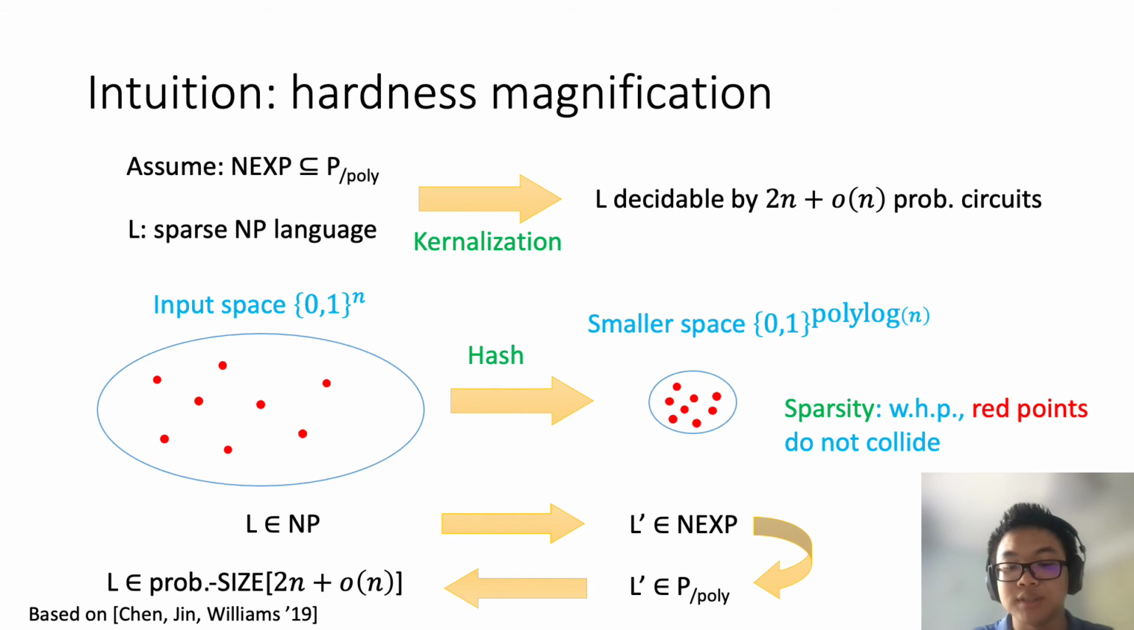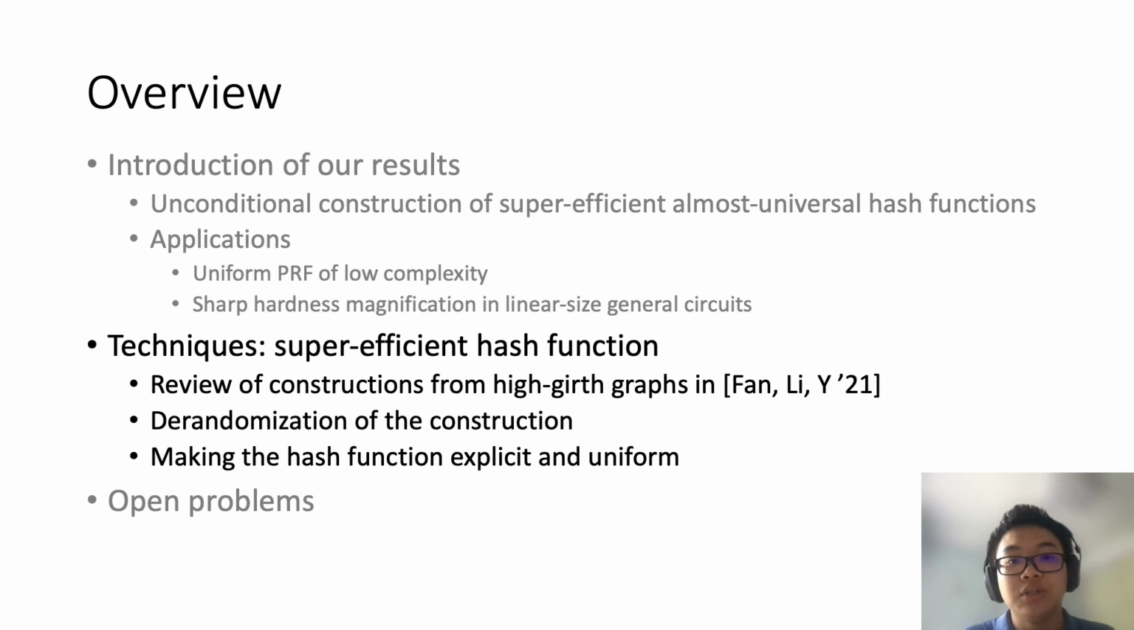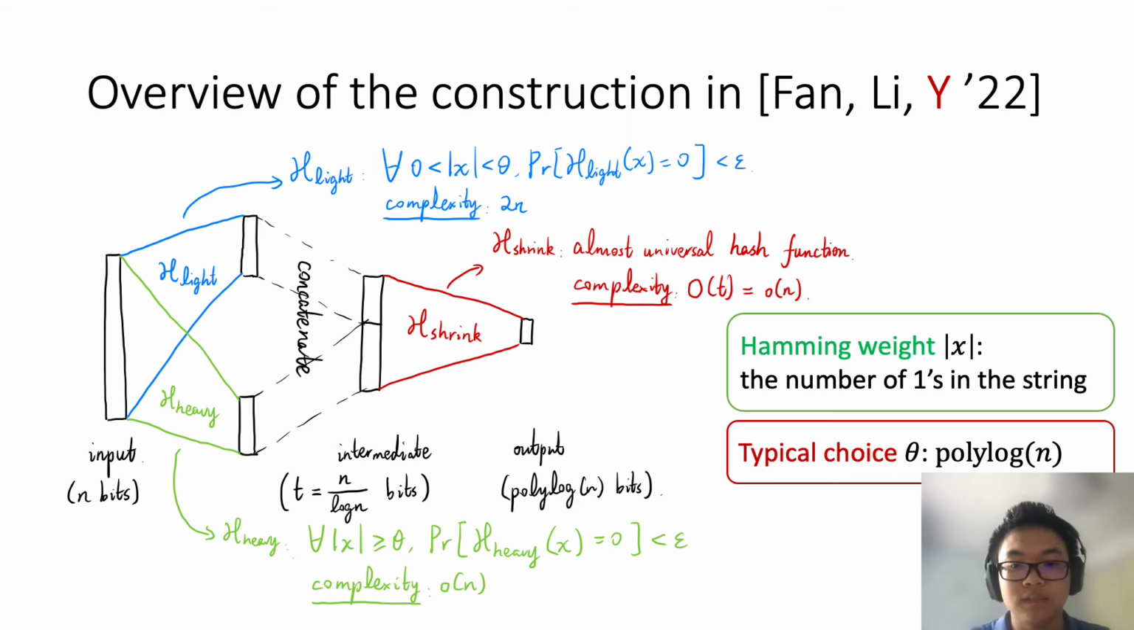And of course, the results for MCSP we mentioned before. Okay, I'll now proceed to give you some technical overview of our hash construction. Our hash construction directly improves over the one in FLY, so I'll first review the construction there, and then tell you how to reduce the seed length and make things explicit and uniform.